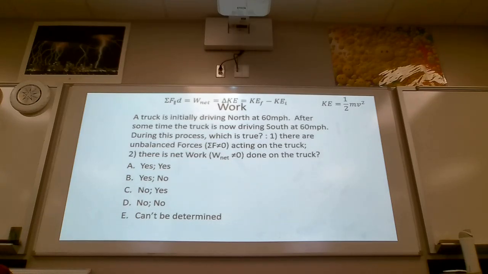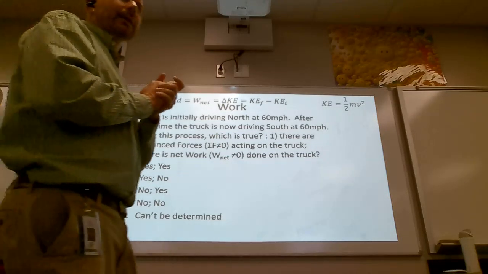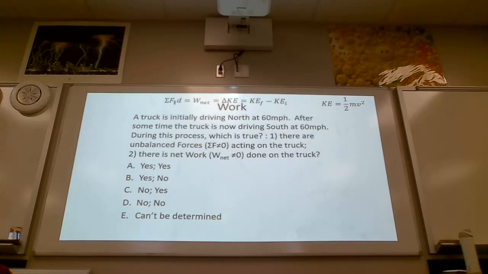Now, looking at work, this is a different perspective. Work is a process, not an instant. So far, when we're doing free body diagrams, it's a snapshot. Like, hey, what forces are acting on the object right here, right now? Work looks at a process going. So you have to define, hey, what's your initial and what's your final starting conditions?